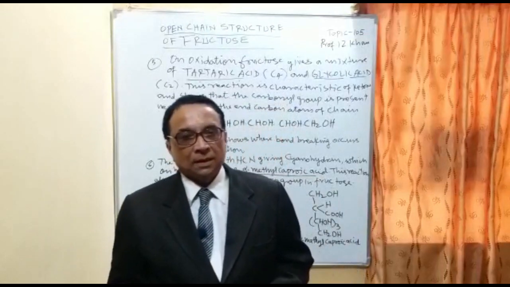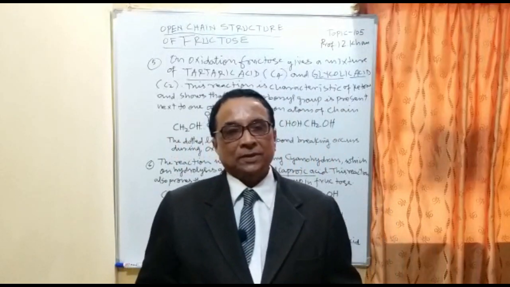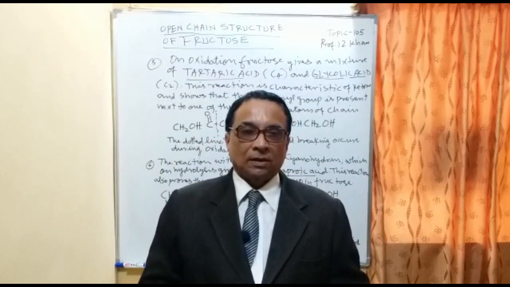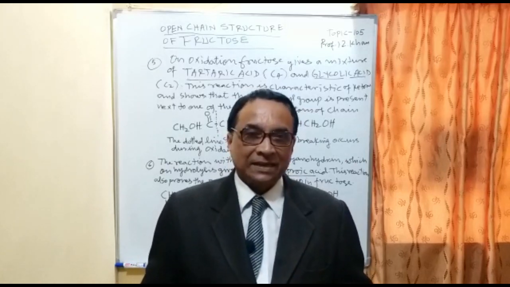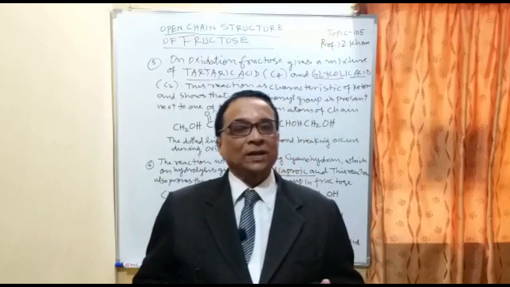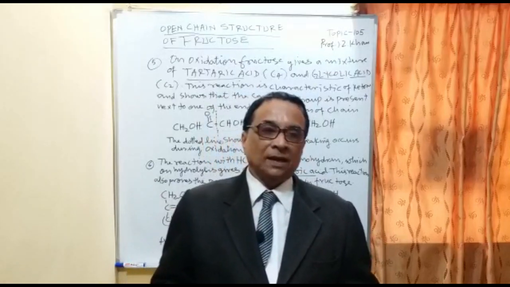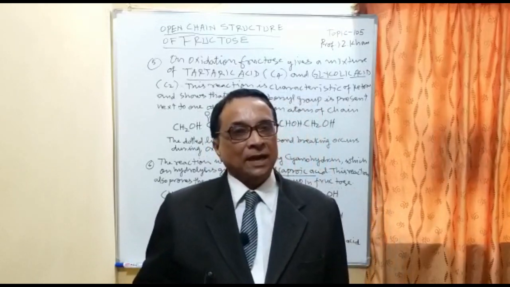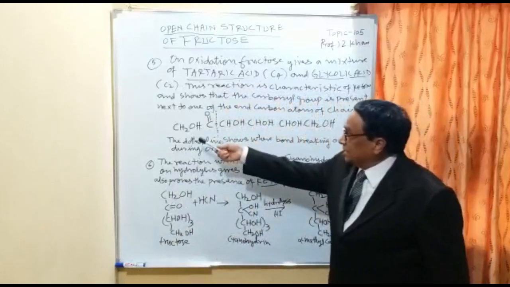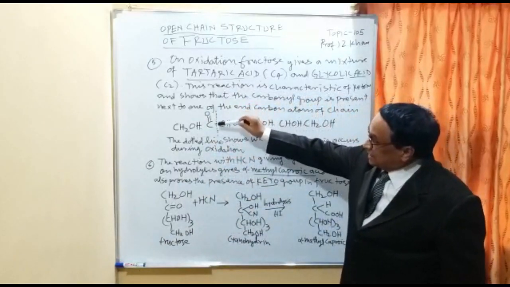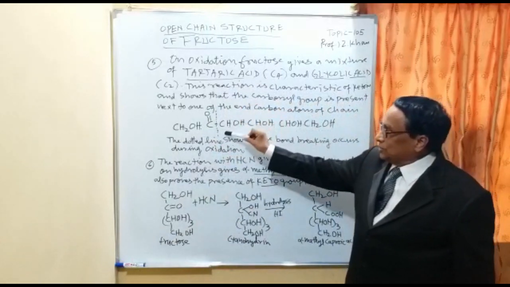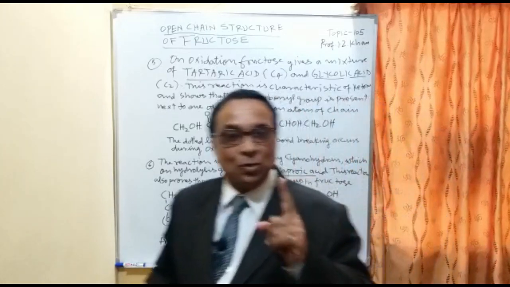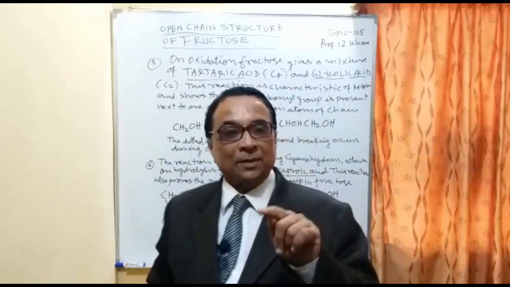Number 5 is the oxidation of fructose with a strong oxidizing agent. And I told you that on oxidation it gives 2 products. One is called tartaric acid, that is C4, and the other one is called glycolic acid, that is C2. And this breaking takes place at carbon number 2. Here it is shown very clearly, this is your fructose, and this dotted line shows where the breaking will take place when oxidation occurs. That breaking is only possible when there is a keto group at carbon number 2.